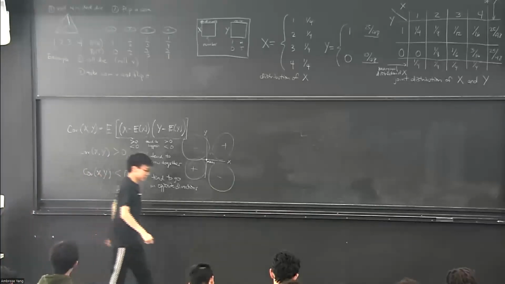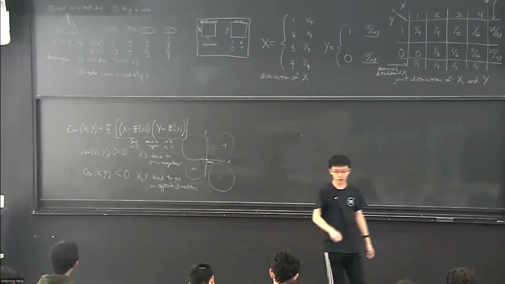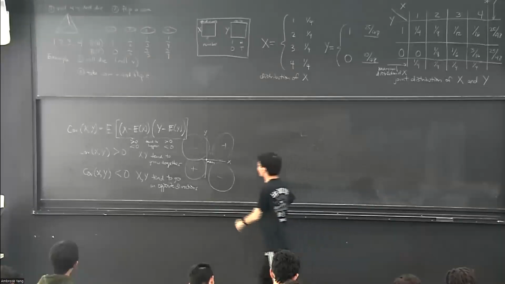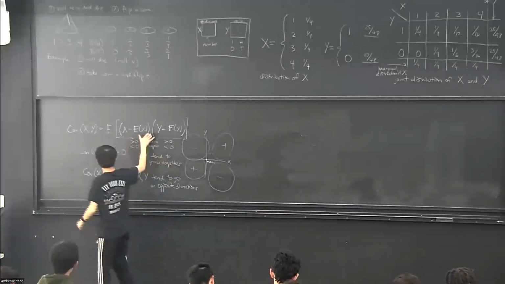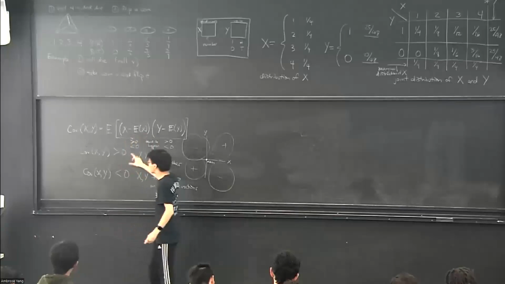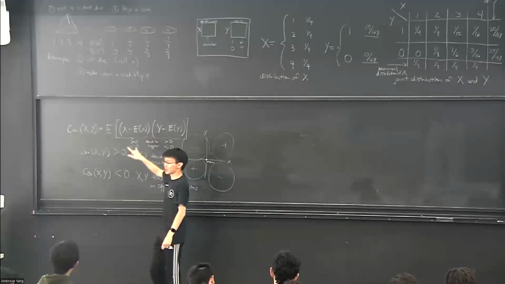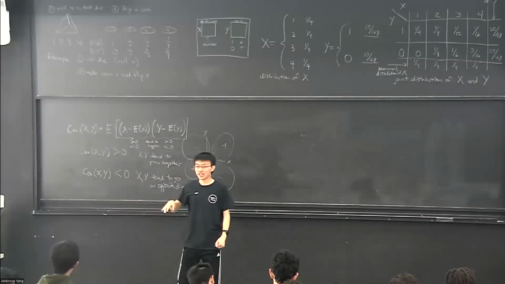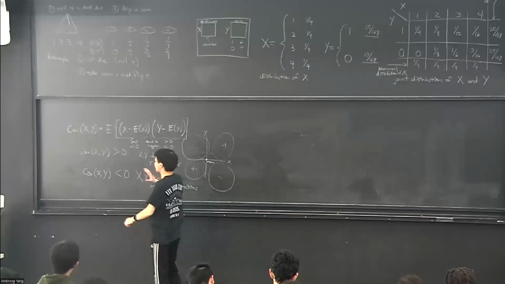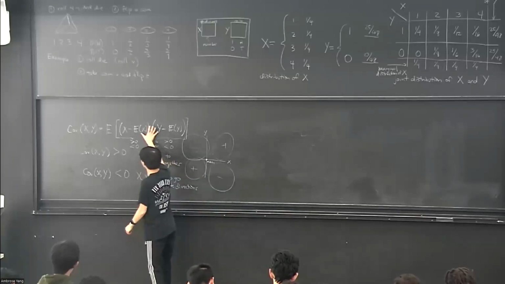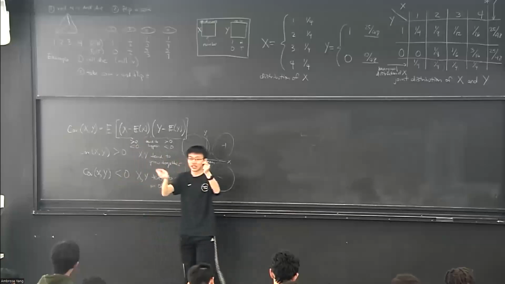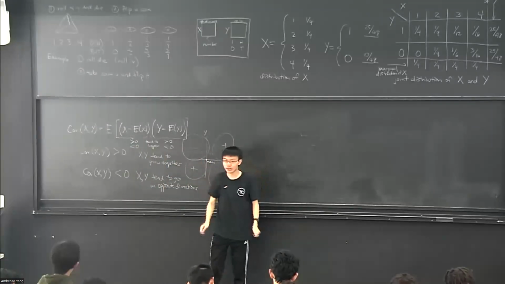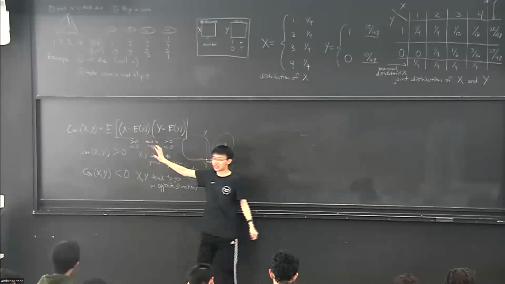Now, calculating the covariance with that is annoying, because you have to literally write out the joint distribution of this kind of random variable. Actually, not the joint distribution. You have to write out the distribution of this random variable, calculate all the probabilities, and then multiply them all out. That doesn't sound good.